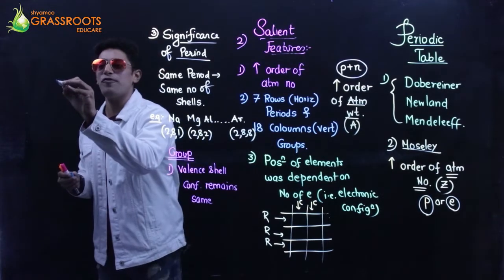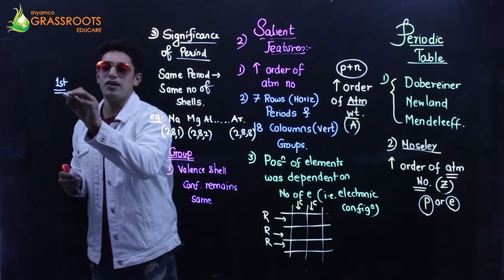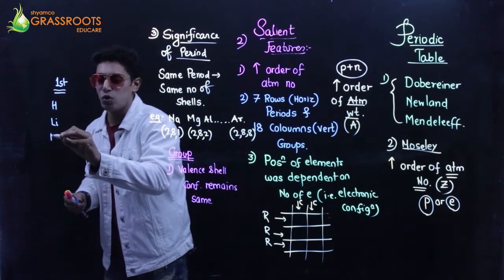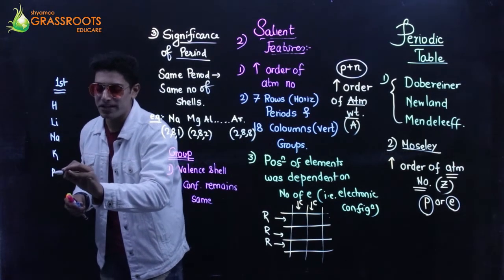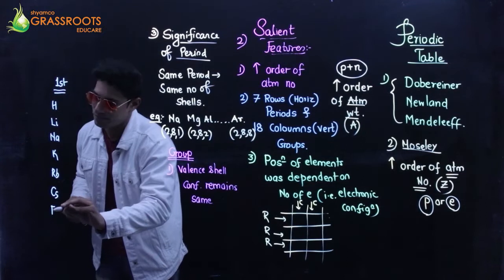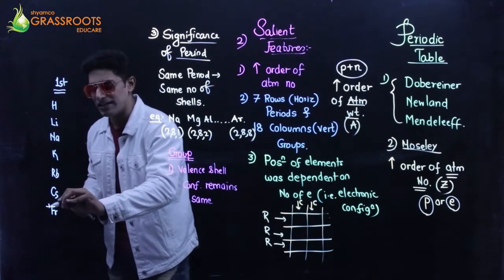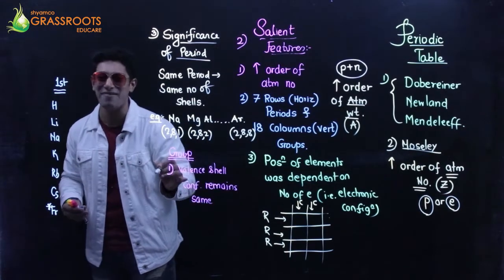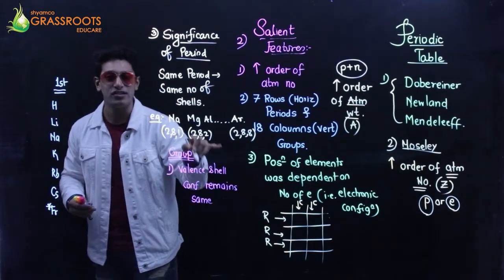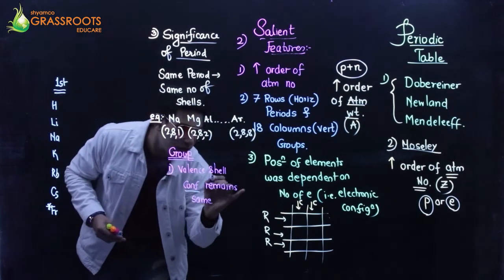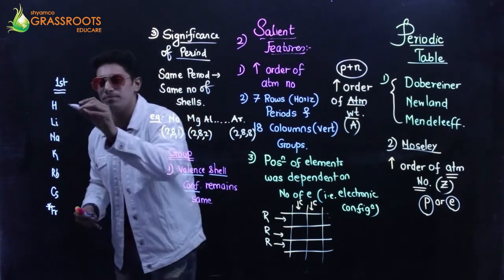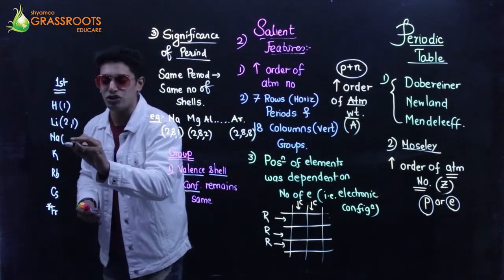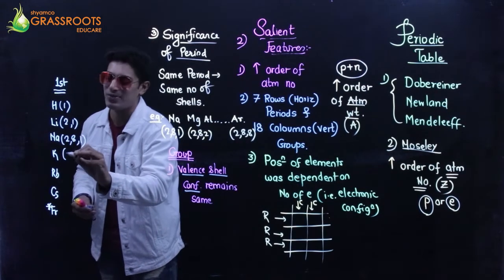I can say in the first group, you have hydrogen, lithium, sodium, potassium, rubidium, cesium, francium. Francium is a radioactive element. I'm going to discuss about this after some time. Just taking an example to explain this concept. Valence shell configuration, check. 1 electron in the last shell. 1 electron in the last shell. 1 electron in the last shell. Now that's monotony.